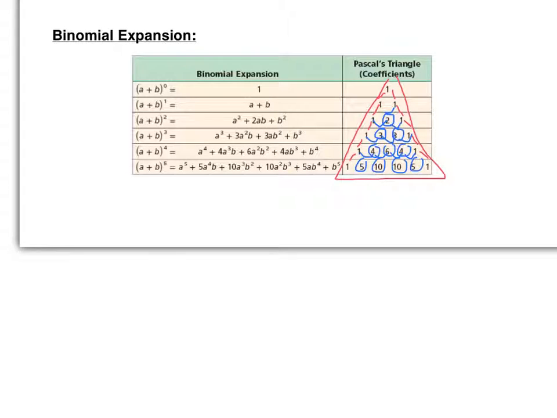We're going to use this concept when we expand something that is cubed, or to the 4th, or to the 5th, and make our life easier, rather than having to multiply each binomial times the other binomial, and then the result of that times the other binomial, and just keep going on and on and on. It'll take us forever. So what we're going to do is take a shortcut.